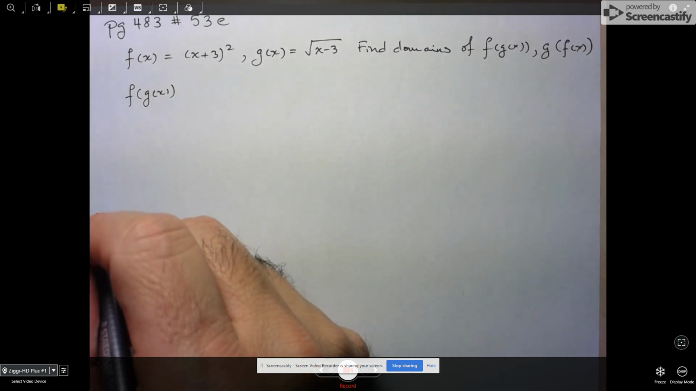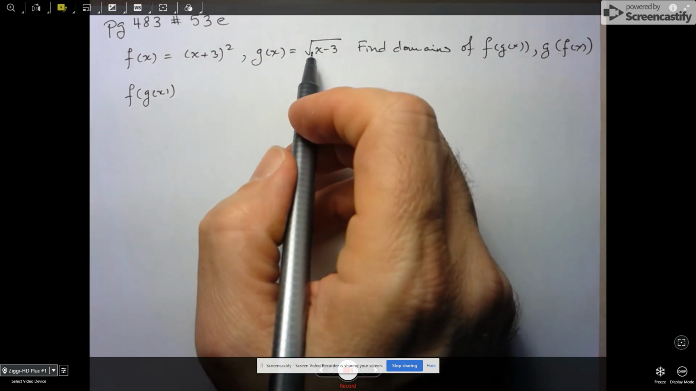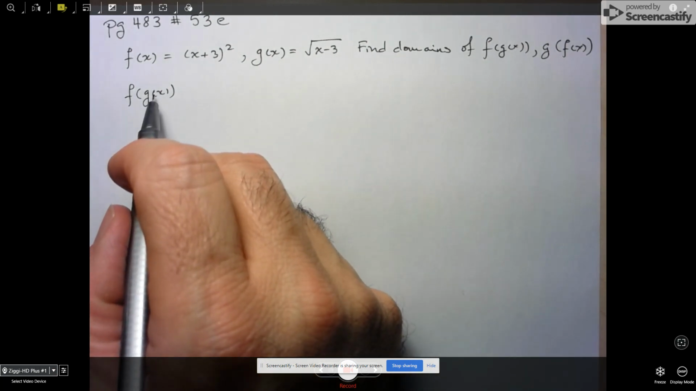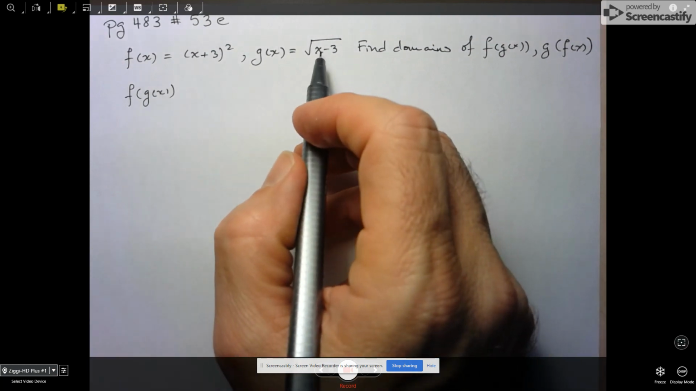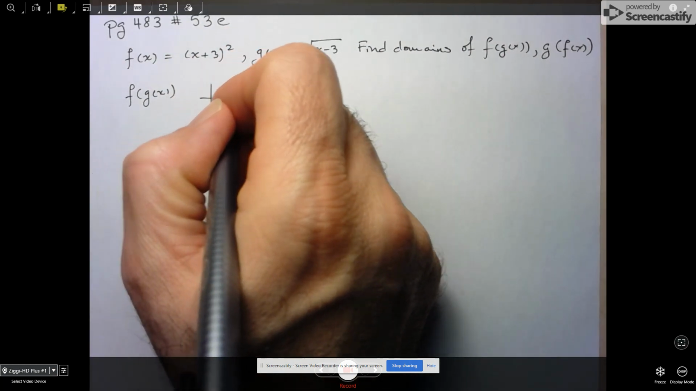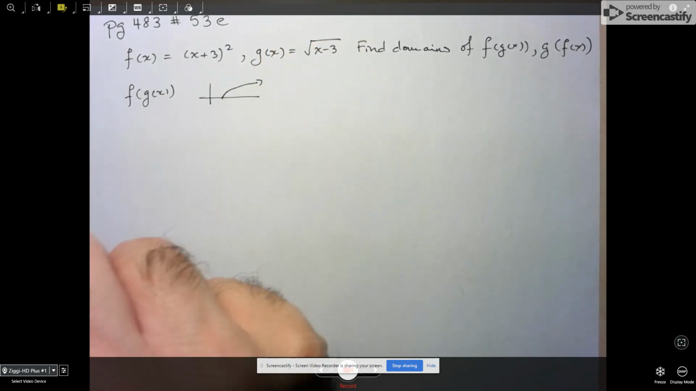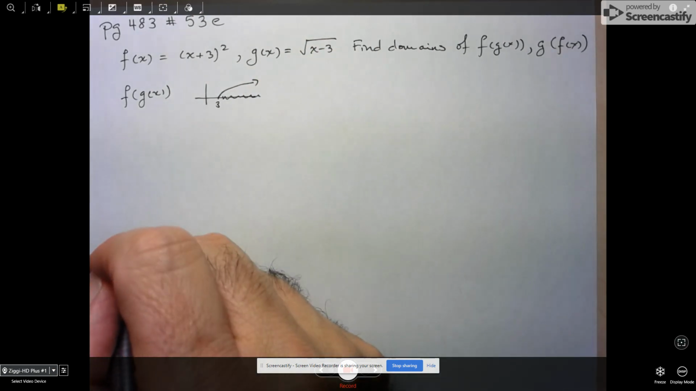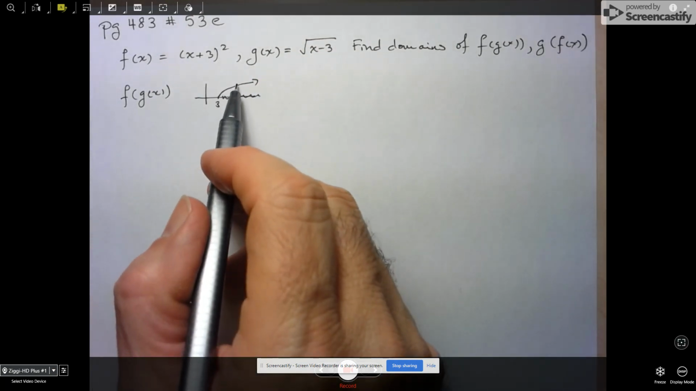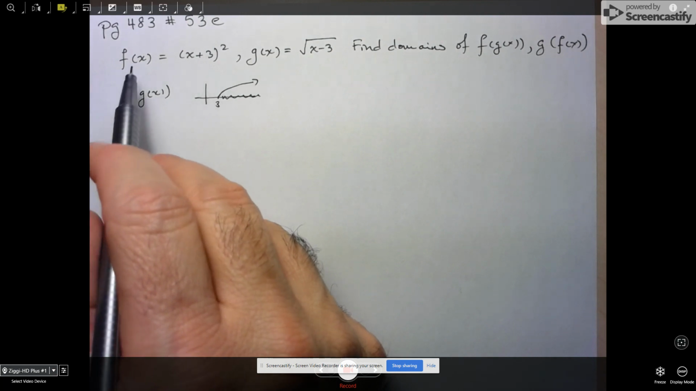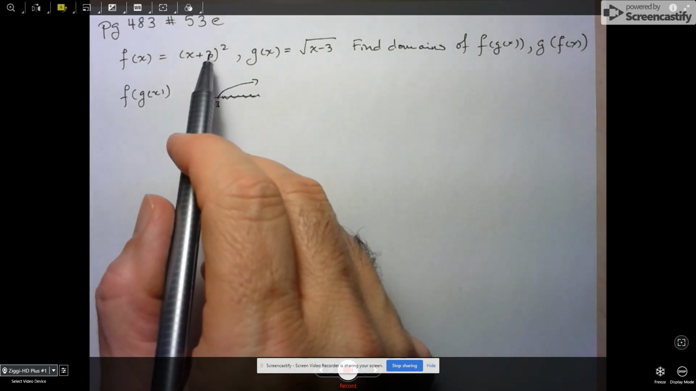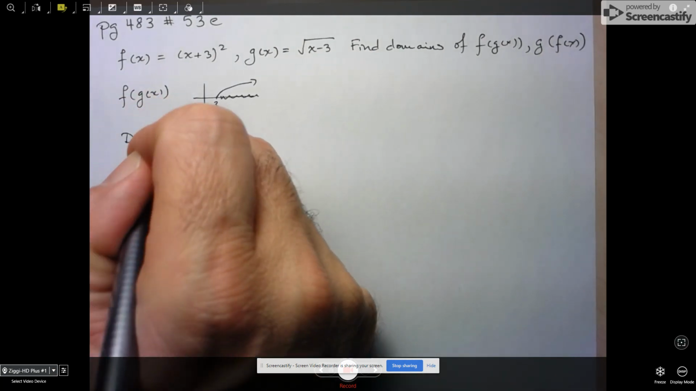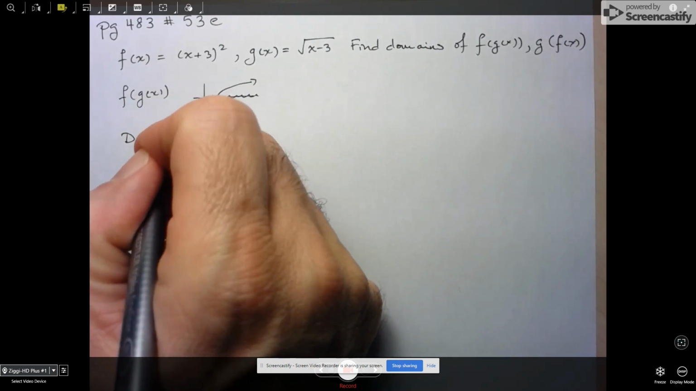If we take a look at g of x, we see that its domain has restrictions. That's the first function that x is being inputted into. So if you look at the function square root of x minus 3, you can quickly draw a graph and see that its domain is everything greater than or equal to 3. Then these outputs are being input into the function f, but the function f is a polynomial, so it has no restrictions.